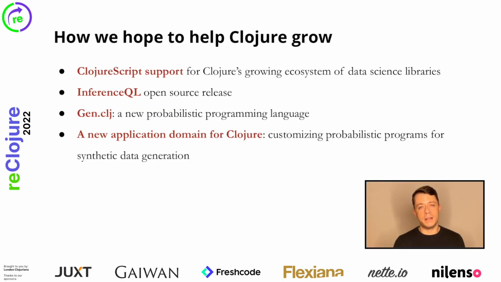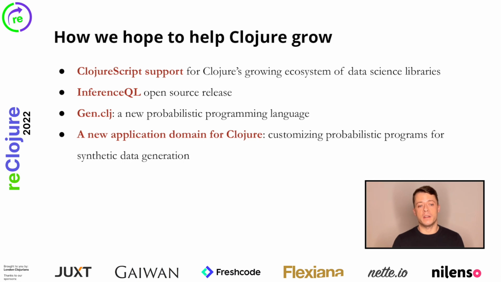In terms of giving back to the Clojure community, one thing we'd like to do is start adding ClojureScript support to some of Clojure's data science libraries. This isn't a common workflow today, but we think that there are some very interesting applications that could be unlocked if more of those libraries were cross-platform. Secondly, InferenceQL has an open source license, but we're still preparing for its public release. In the meantime, if you have an interesting application in mind and would like to help us test the software prior to launch, please get in touch with us.